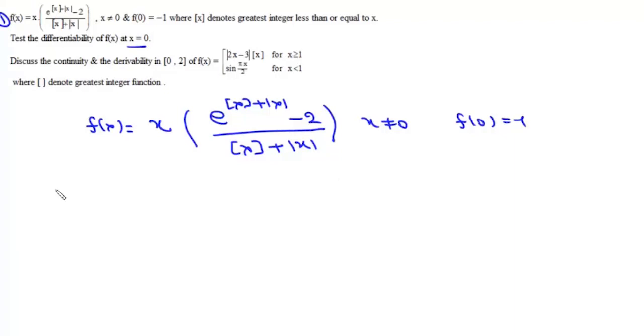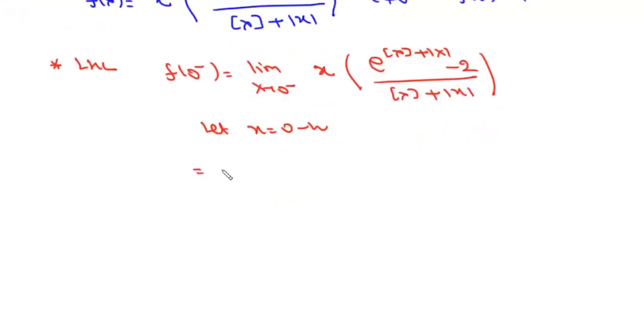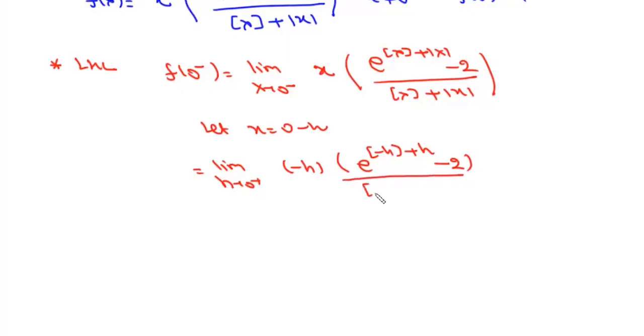Now for differentiability, we'll first need to check its continuity. So we'll find its left hand limit, which is f(0-), and it will be this limit x tends to 0 negative of x into (e to the power of greatest integer function of x plus mod x, minus 2) upon (greatest integer function of x plus mod x). We let x as 0 minus h. So it will be this limit h tends to 0 positive, now this is minus h, and will be e to the power greatest integer function of minus h plus mod of minus h, which is h, minus 2, upon greatest integer function of minus h plus mod of minus h, which is plus h.